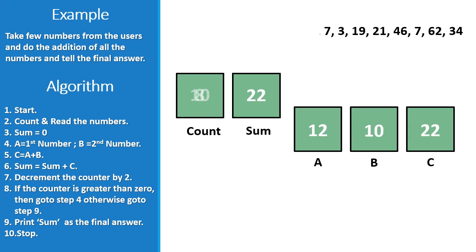Step 8 is the decision statement. It says that if the counter value is greater than 0, then go to step 4, else go to step 9. Now our counter is 8, which is greater than 0, so we will go to the second step. We will save the first number, that is 7, in box A, and the second number, 3, in box B.